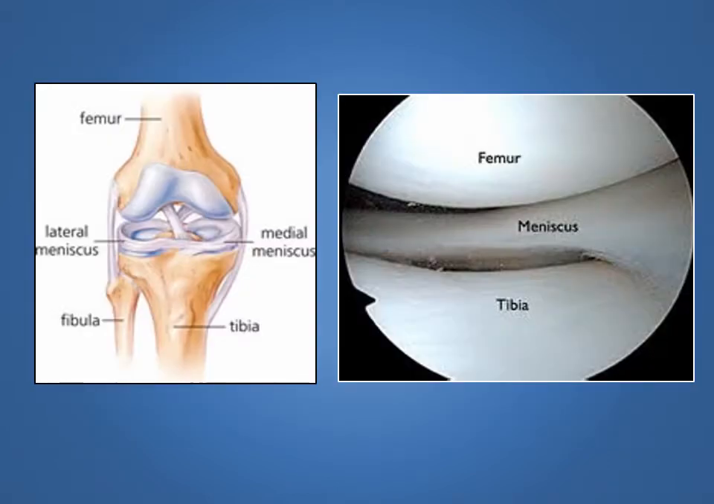The image on the right is an arthroscopic photograph taken at the time of surgery showing a normal appearing thigh bone or femur, a normal shin bone or tibia, and the C-shaped meniscus between the two bones.